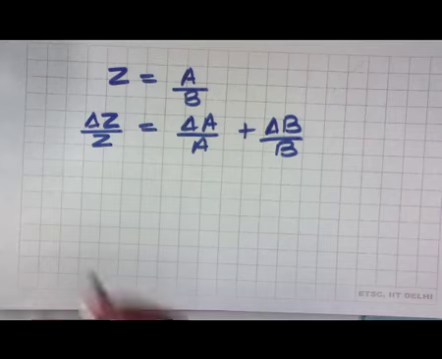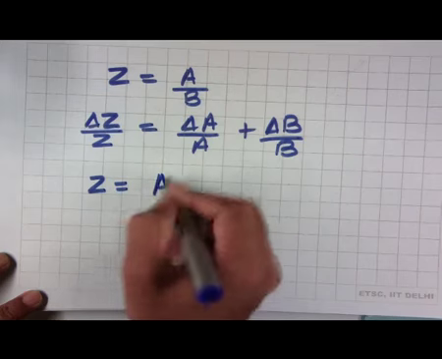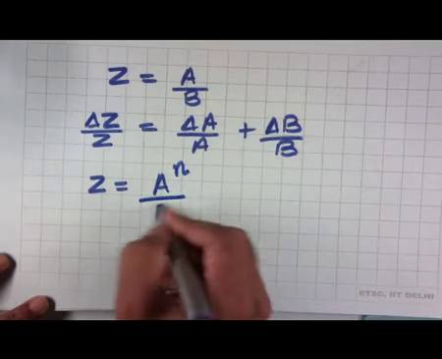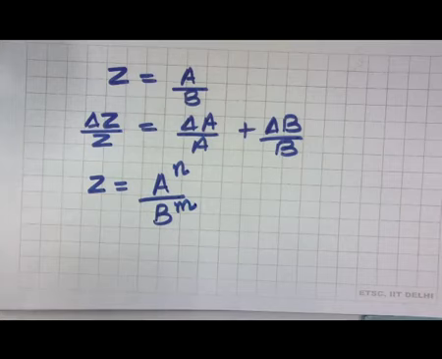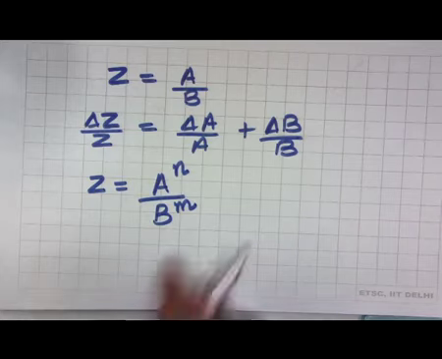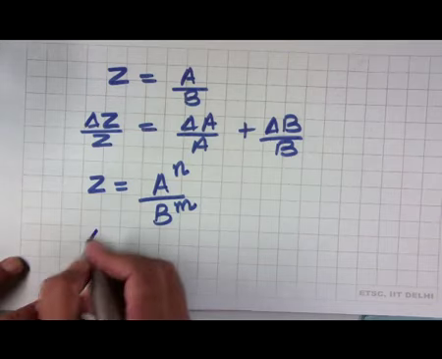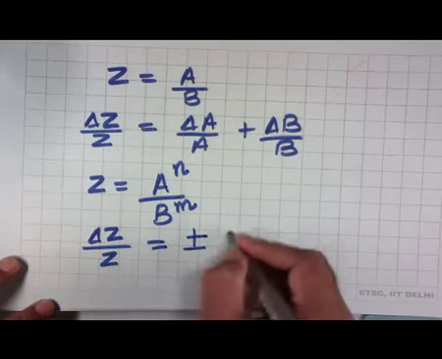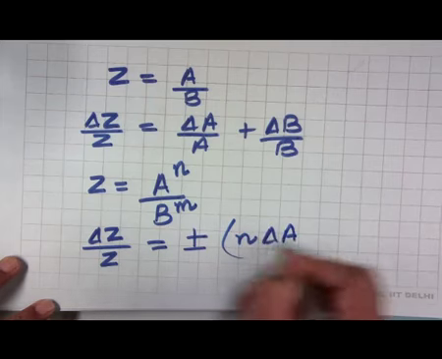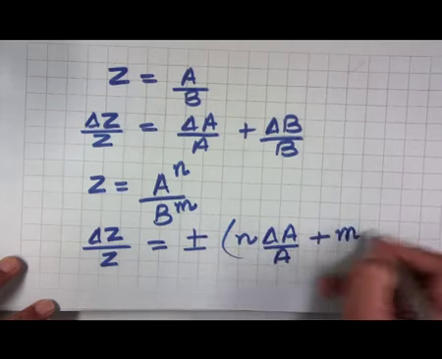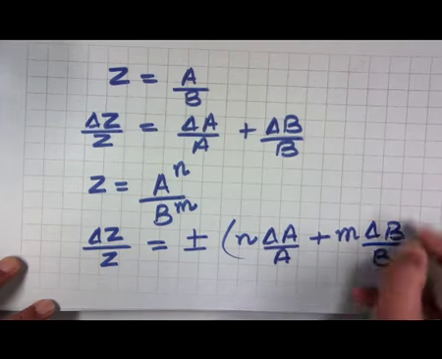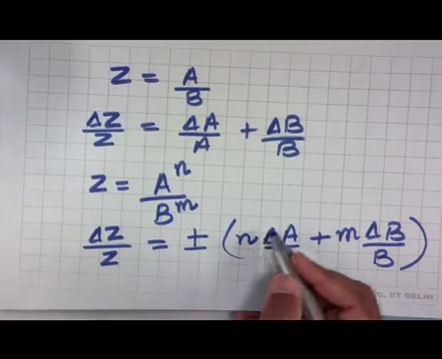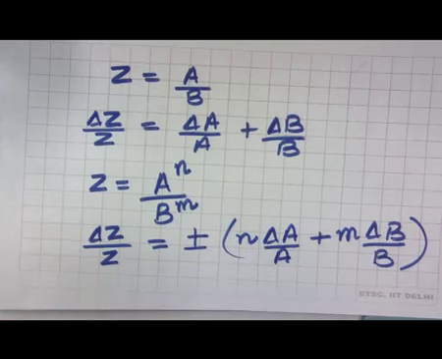Now, we can extend the formula. Suppose Z is equal to A to the power of n divided by B to the power of m. For A to the power of n, we can take repeated multiples of A. Similarly, for B to the power of m, we can take repeated multiples of B. And from here what you will realize is that delta Z upon Z is equal to n times delta A upon A plus m times delta B upon B. So, the power comes in as a multiplicative factor in front of the individual error.